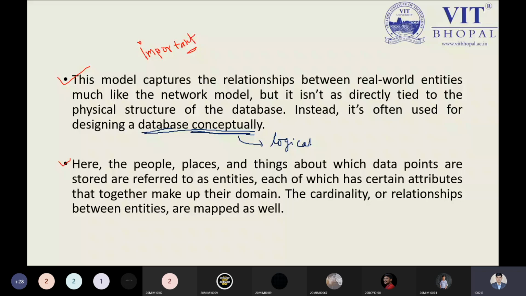And the thing about the idea, the data points that are stored, are referred to as an entity. So I'm choosing the customer. Customer ID, customer name, customer address, all these are attributes related to the customer's details only. That is the important point.